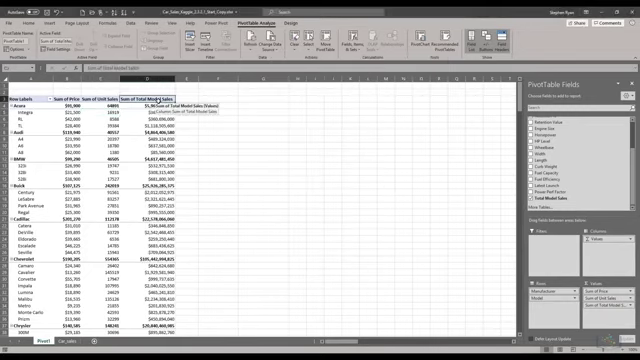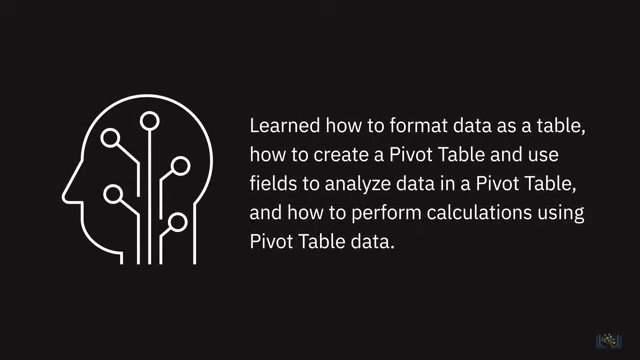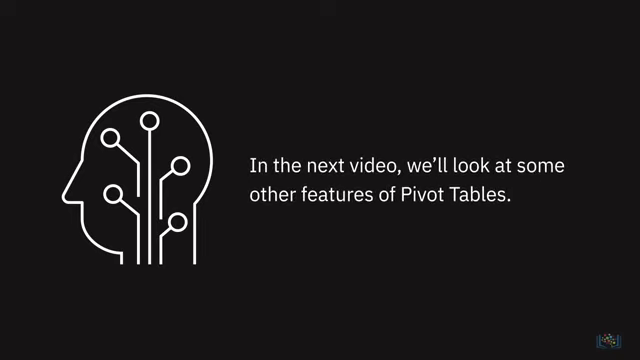A new column called Sum of Total Model Sales has now appeared in the pivot table in our worksheet. In row 5, we can see that there have been over $360 million of sales of the Acura Integra model. And in row 7, we can see that there has been over $1 billion in sales of the Acura TL model. In this video, we learned how to format data as a table, how to create a pivot table, and use fields to analyze data in a pivot table, and how to perform calculations using pivot table data. In the next video, we'll look at some other features of pivot tables.